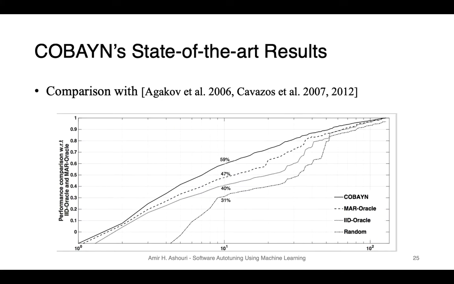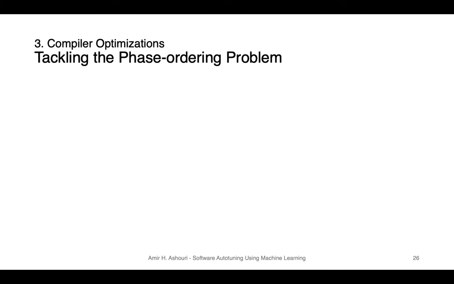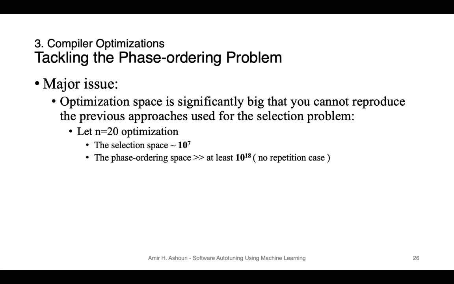All right, so let's talk about tackling the phase ordering problem. We talked about phase ordering as the harder problem. It has been an open issue in the field for the past 4 decades. By having 20 optimizations, you see that we have more than 10 to the power of 18 possibilities, without even the repetition case. So you see that it's a very significantly large problem.